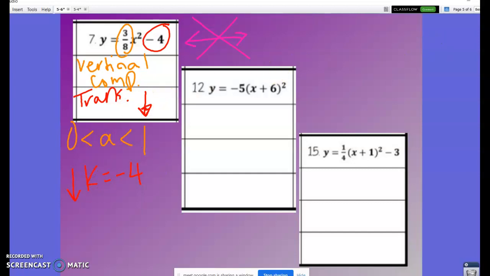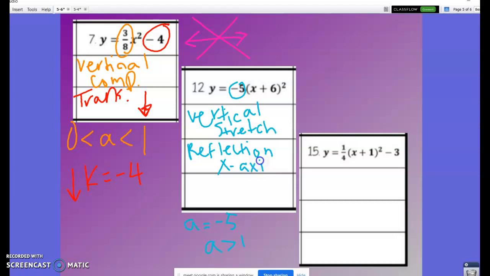All right, looking at number 12, it has a -5 in front of the parentheses. So my a value is negative, and it's a value that is bigger than 1. That tells me 2 things. It tells me, 1, that it's a vertical stretch because of that 5. And then it also tells me that it's going to be a reflection across the x-axis because it has a negative in front of it.